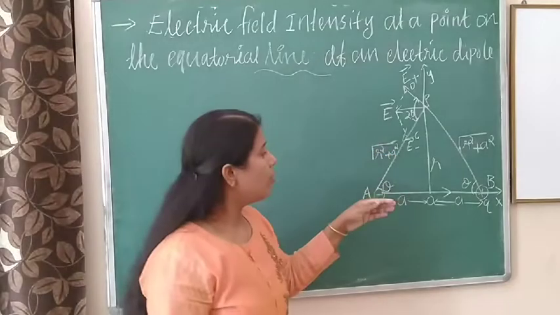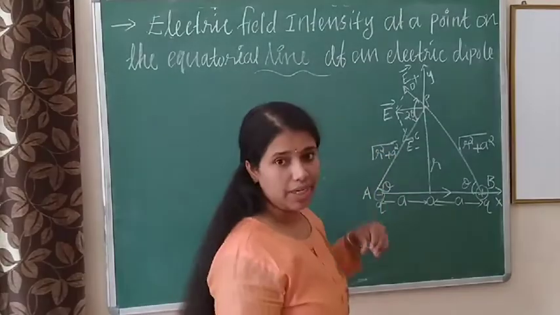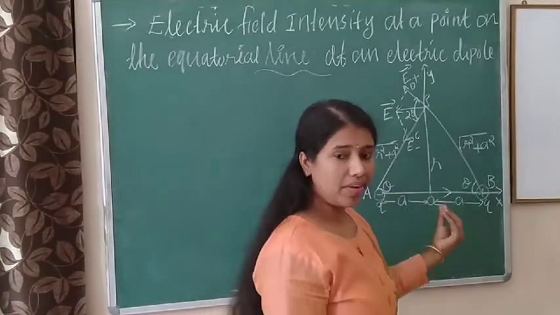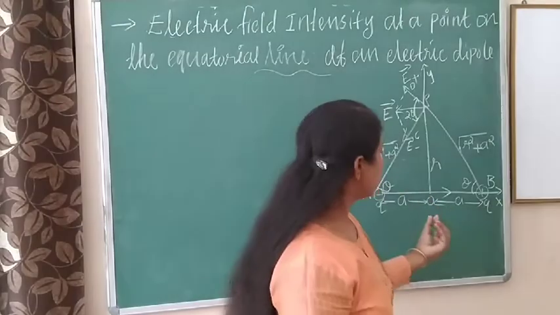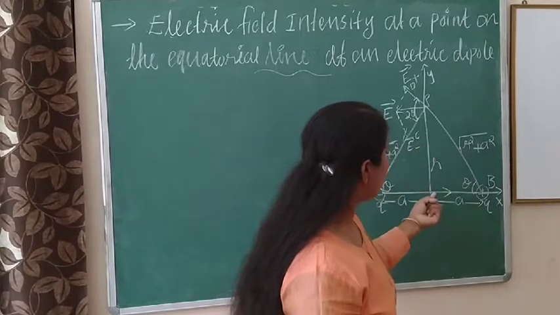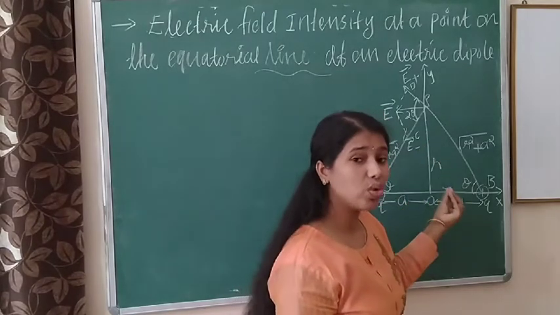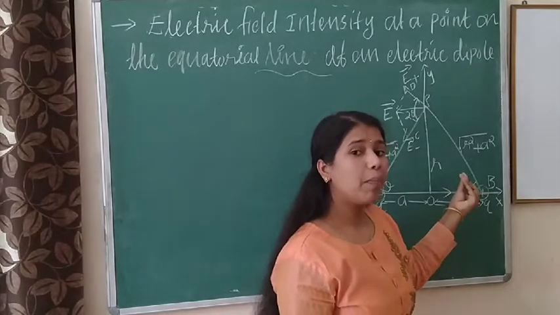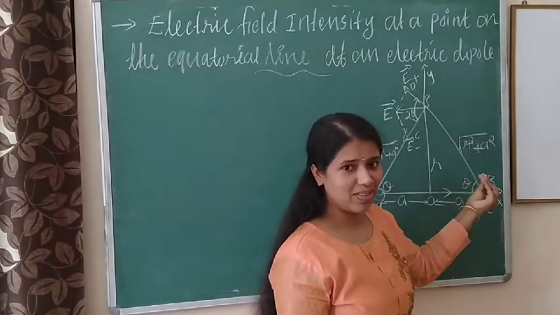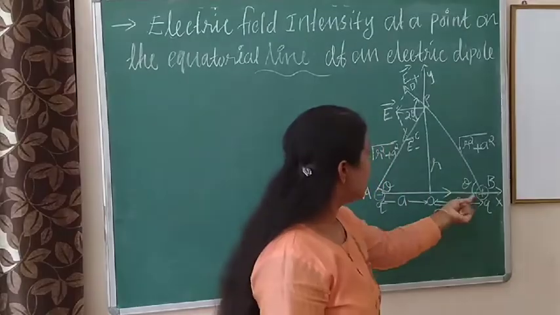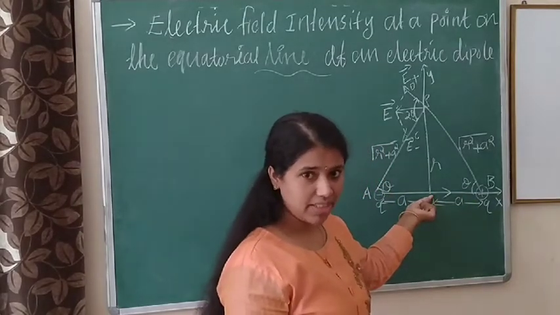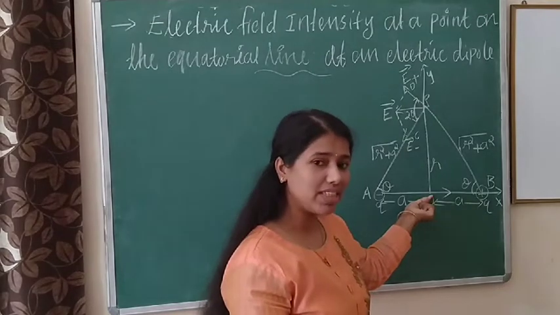First, what do you mean by equatorial line? The equatorial line is the line passing through the center of an electric dipole and perpendicular to its length.